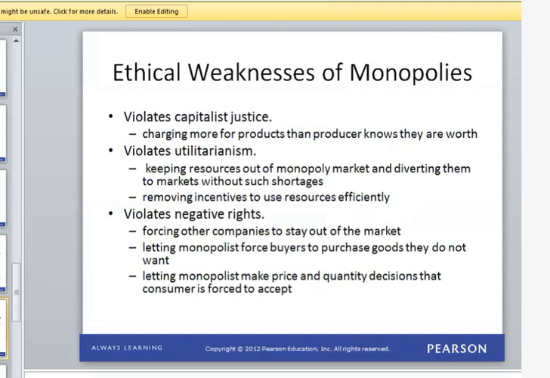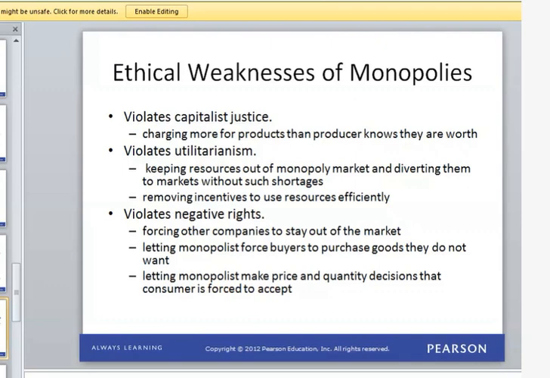Ethical weakness of monopolies, this is what we are talking about. The first one, as said earlier, is that it violates capitalist justice. They charge more for the product than the producer should, they are worse, right? If you want to buy, because they are the sole one that sells the product, you have no choice. They force you to accept the product, even though maybe the product is not worth the price. So they can do that.